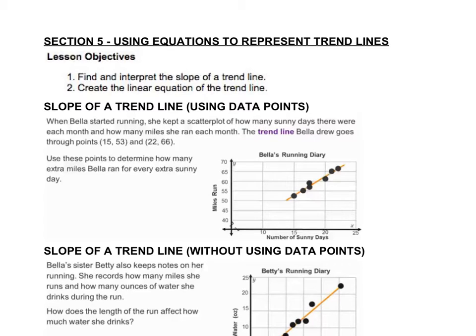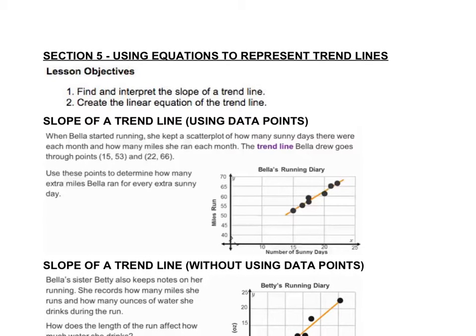This is a video over Section 5, and what we're going to be doing is using equations to represent trend lines, okay? So our objectives today, we want to find and interpret the slope of a trend line. We want to create the linear equation of that trend line, okay? So what we had done in the last unit was we had used Desmos to do that, okay? So we're going to start doing this a little bit more by hand, okay? And when we calculate the slope of a trend line, we're going to interpret what that slope means, okay?